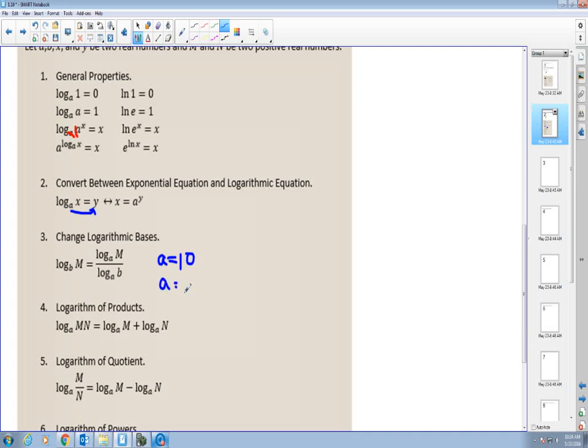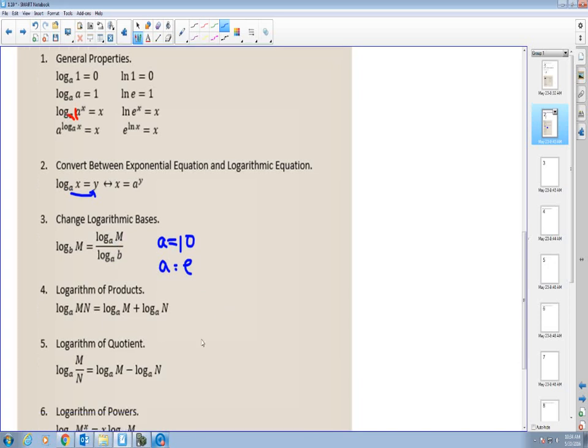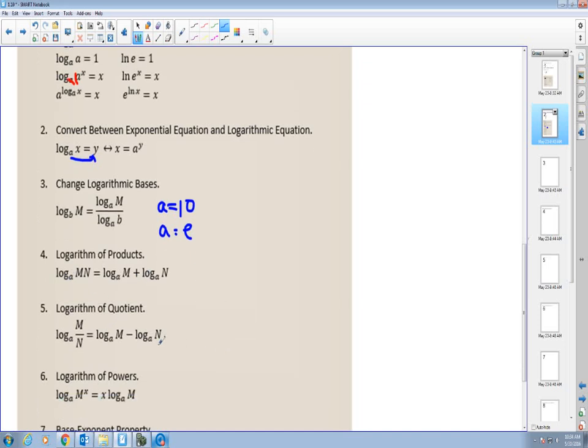So if I use a base e where the a is, that will actually turn into a natural log. Alright, logarithm of products. If I have a log with a base a of m times n, I can split it up into addition of two logarithms. Log of quotient is where we will subtract.